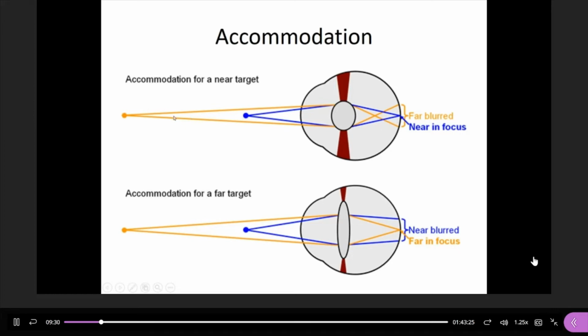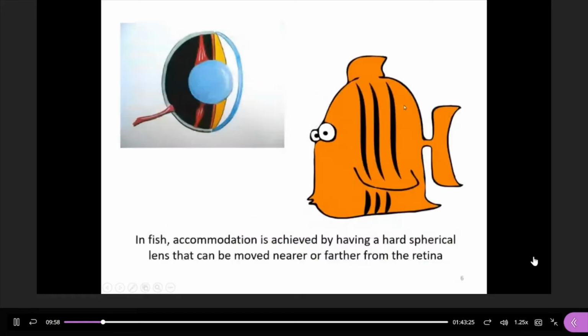But when you do this, you would expect the object which was originally at a distance will now, because of the increase in power, form an image in front of the retina. So on the retina, you will have a blurred image for the distant objects. And this is how accommodation works.